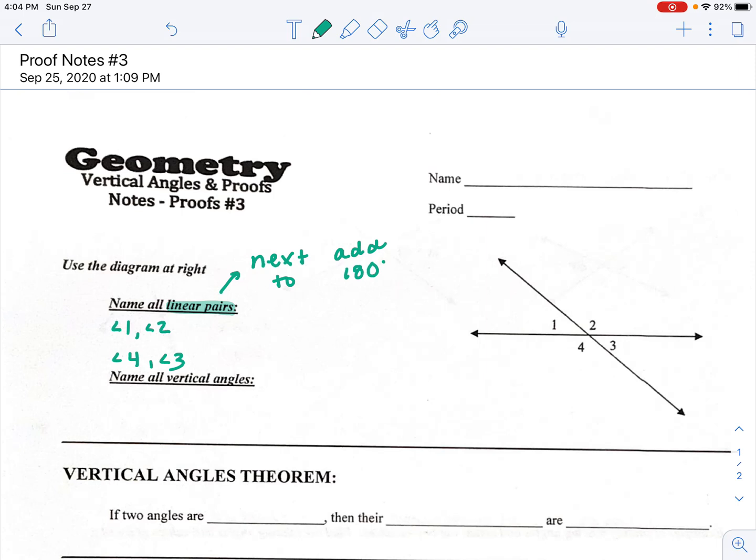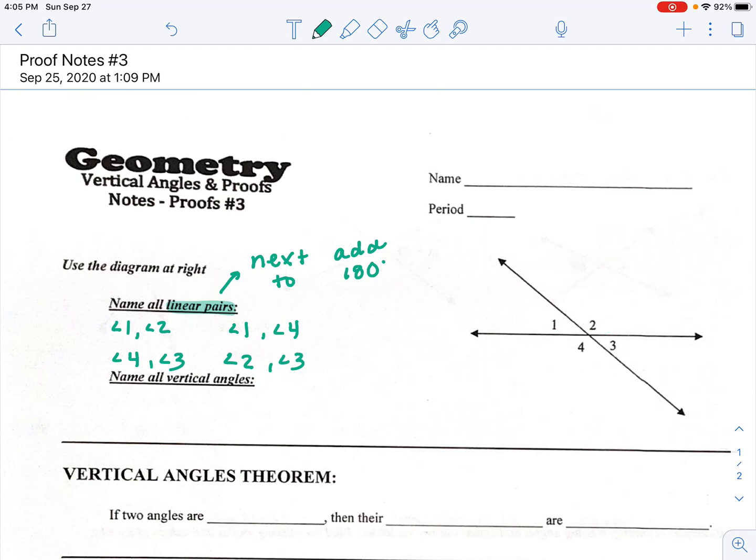I think there's two more sets in there. I think angle 1 and angle 4, and I think angle 2 and angle 3 are a linear pair as well. Awesome.